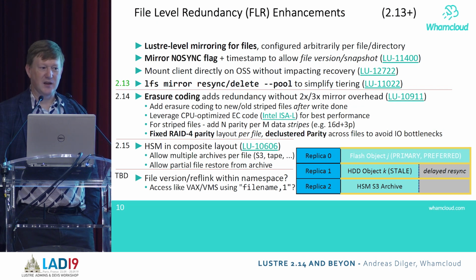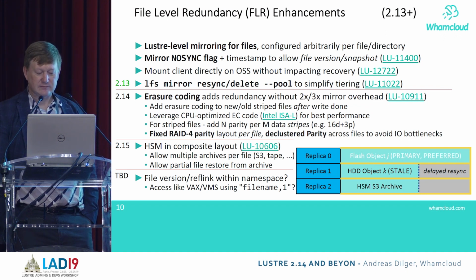improvement in functionality, right? So you can do all kinds of complex layouts rather than just the current situation where you have one archive per file. And what that will allow, going forward, is being able to do file versioning with reflink potentially inside the namespace, and then you could have access to different versions of your file through namespace operators.